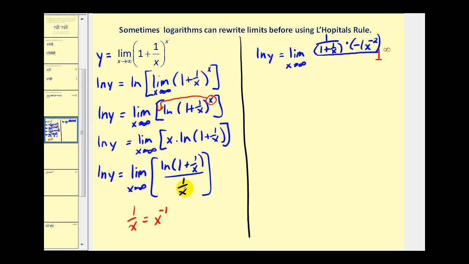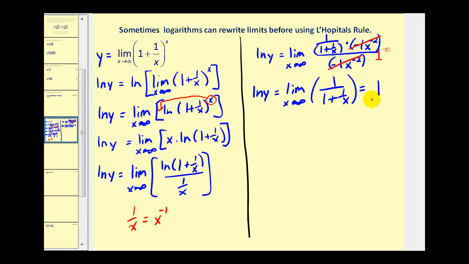And notice in our denominator we have x to the power of negative 1 as well, so that derivative would be the same, negative 1 over x to the negative 2. And now we can see this simplifies nicely. This over this would equal 1. So we have natural log y equals the limit as x approaches infinity of 1 over 1 plus 1 over x. Well, 1 over x goes to 0 as x approaches infinity, so we just have 1 over 1 or 1.